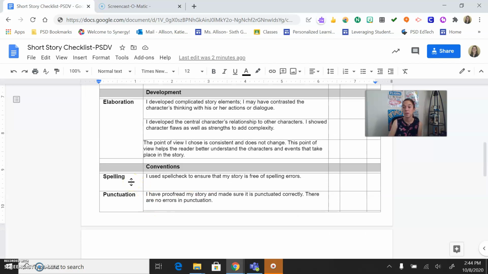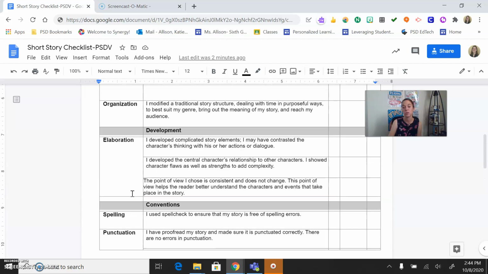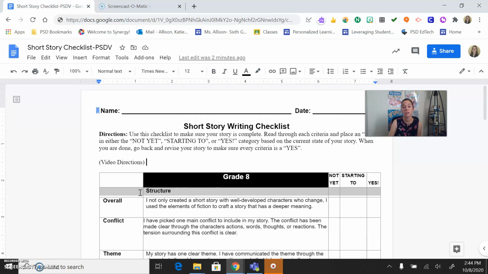And then of course, we're making sure that it looks clean, it has spelling and punctuation that makes sense, and we can read through it. This is on your short story draft, so remember it's going to be sectioned out, but make sure you're having these things accomplished, okay?